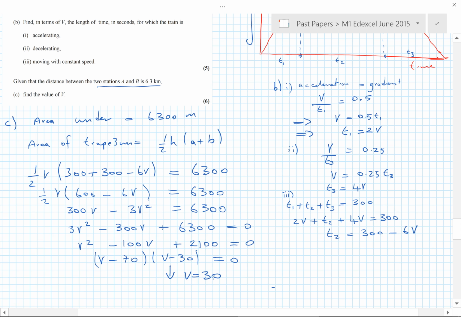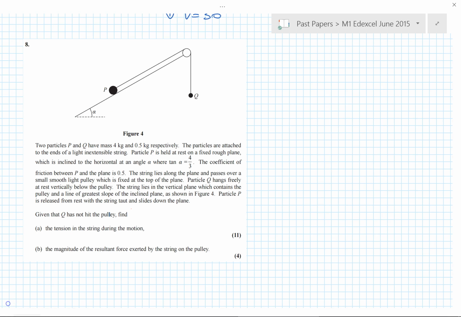Okay, so we're on to the last question, question 8. Okay, so next question is relatively standard dynamics. Final question, quite long, 11 marks, so we must make sure we're accurate. As soon as I see an angle mark like this here, there's a temptation to work with the angle.